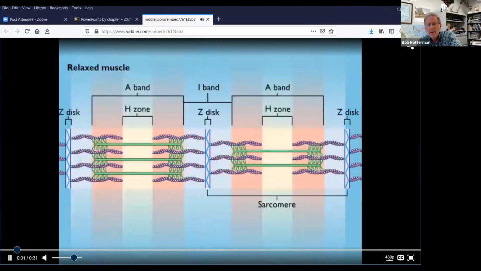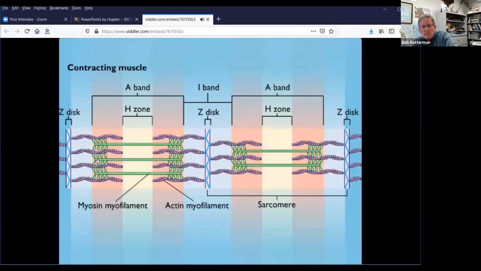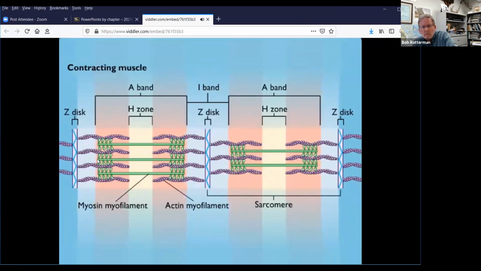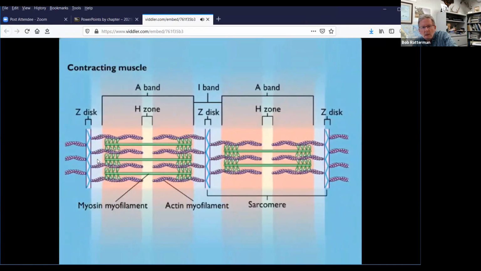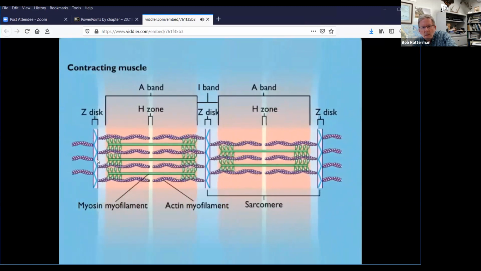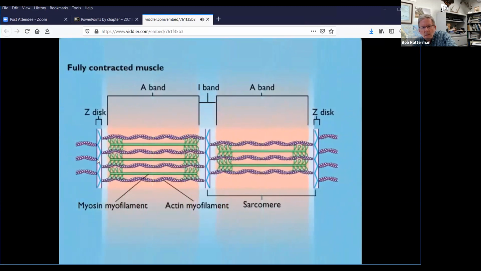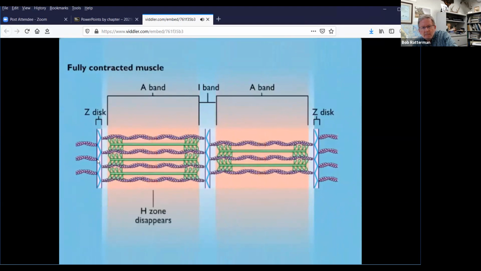In a relaxed muscle, actin and myosin myofilaments lie side by side, and the H zones and I band are at maximum width. During contraction, the actin and myosin myofilaments interact. The actins slide toward the center of each myosin myofilament. As a result, the sarcomeres shorten. In the fully contracted muscle, the ends of the actin myofilaments overlap, the H zones disappear, and the I band becomes very narrow.